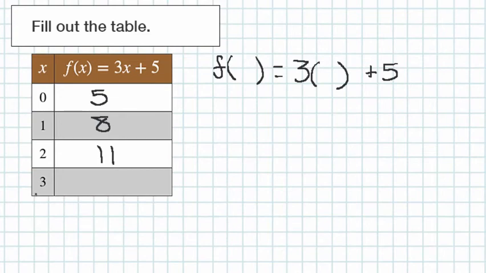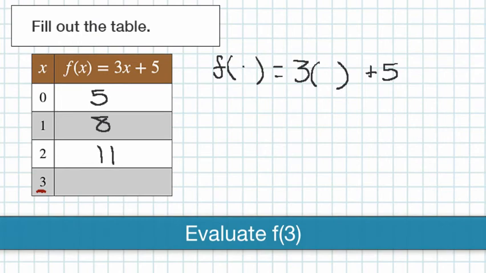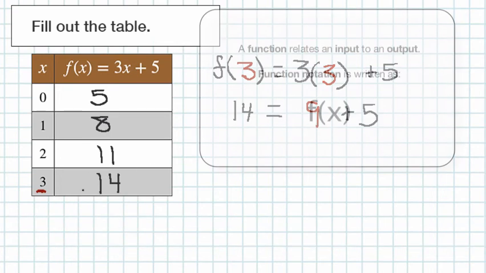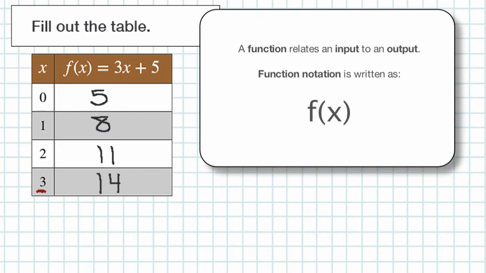And finally, the last row asks for an input of 3. So we'll put 3 in for x, so f of x, in this case f of 3. 3 goes in for the x on the other side. 3 times 3 is 9. We'll add the 5. And 9 plus 5 is 14. 14 is the last answer. This is how we evaluate a function in a table.